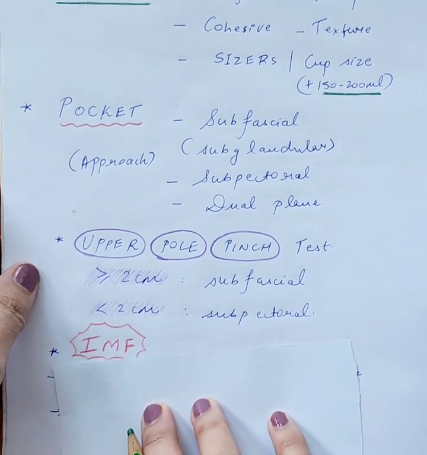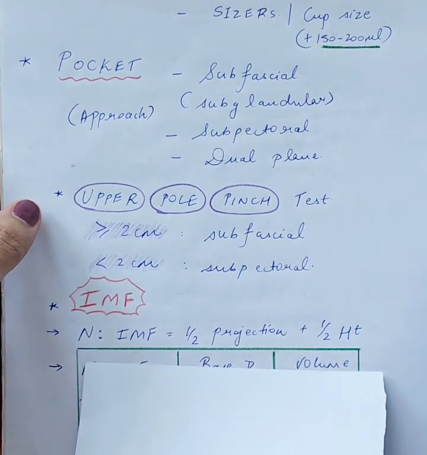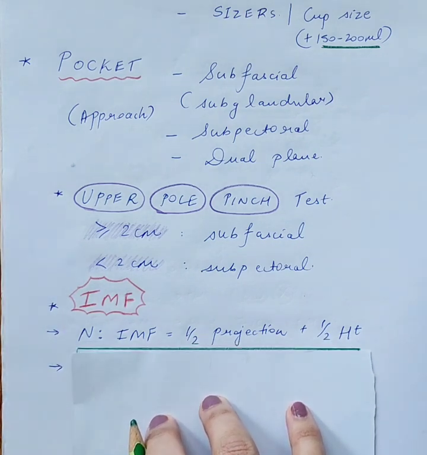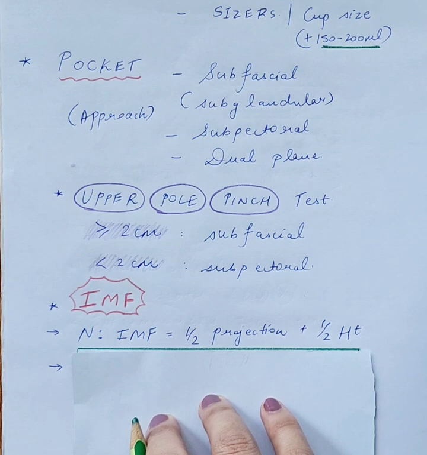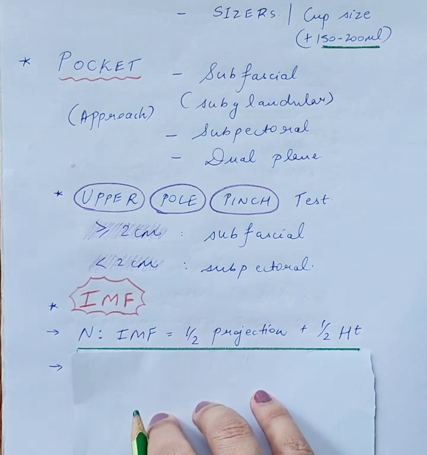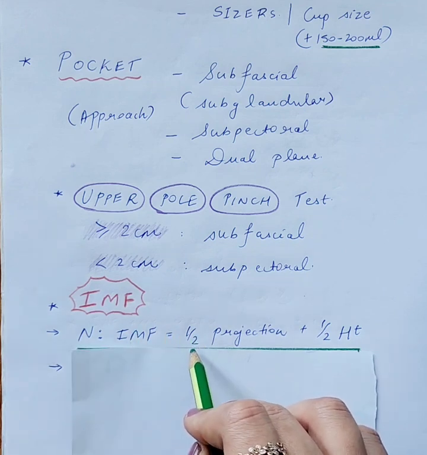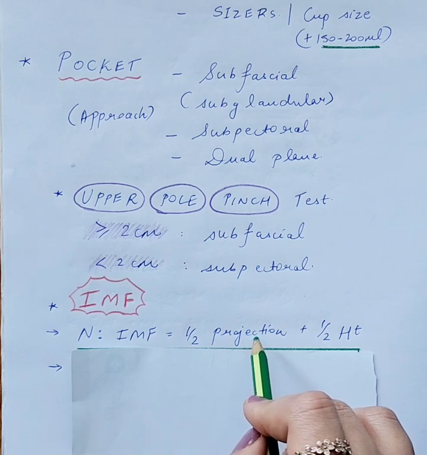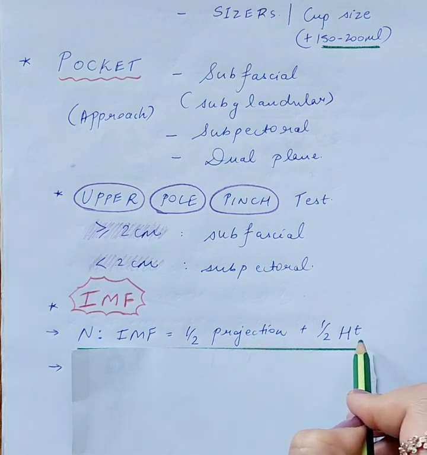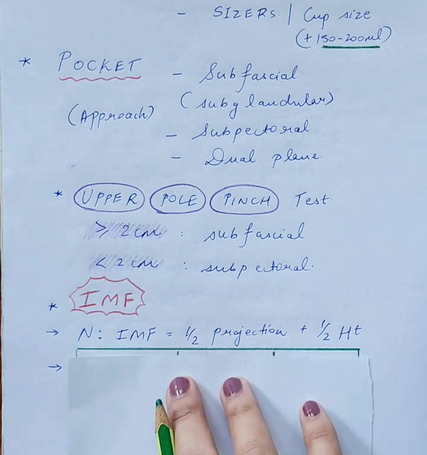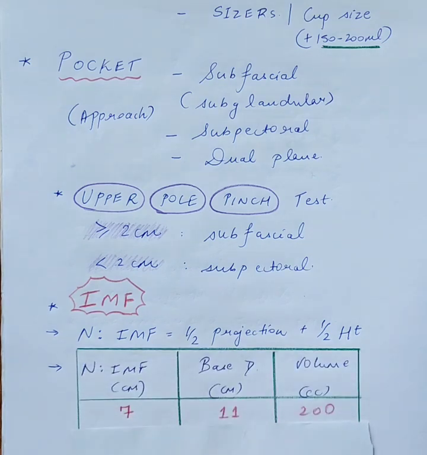Now the most important aspect here is the IMF, that is the inframammary fold. That is why in the first video we saw that we have to measure the nipple to the IMF distance in the relaxed as well as in the maximal stretch position. So this distance is usually considered as half the projection of the implant plus half of the height of it. So why are we considering this? Because this can further help us to determine the type and the size of the implant.